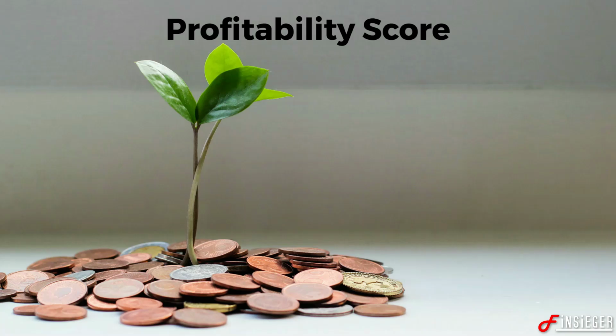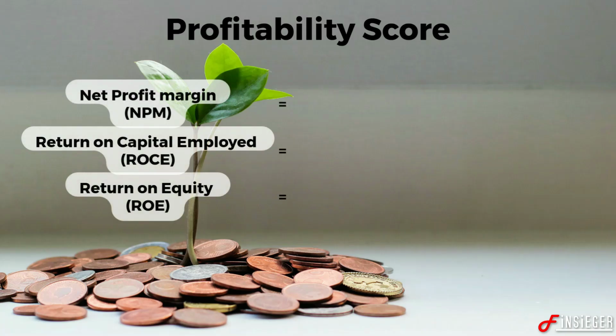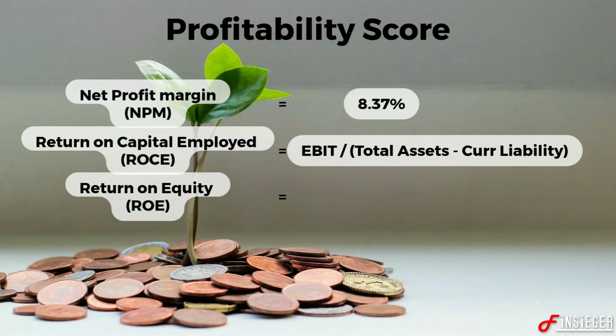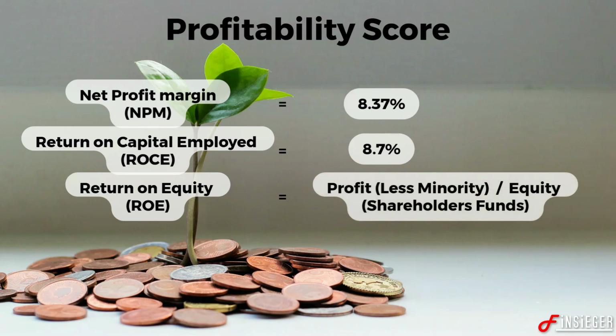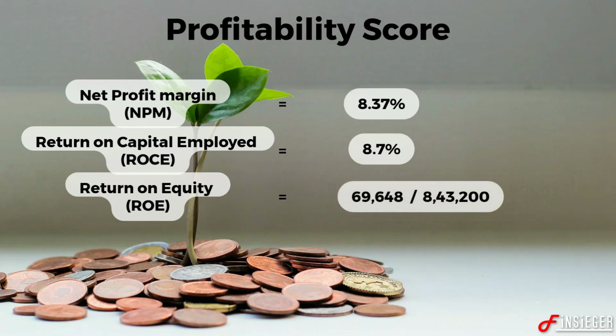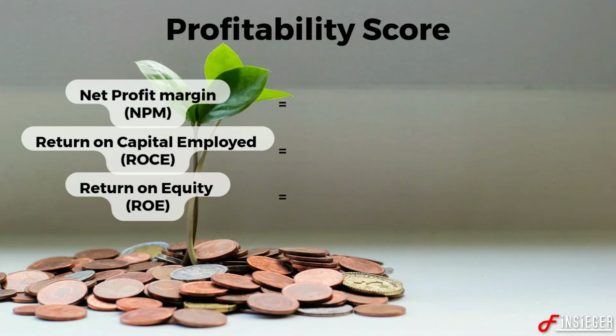For profitability score, we will be looking at NPM, ROCE and ROE to see the efficiency of the company to generate profits out of currently available capital and assets. Net profit margin is final profit divided by revenue. In case of Reliance, it is 8.37% this year. Return on capital employed is calculated by profit before interest and taxes divided by total assets minus short-term liability. Here it is 8.7%. Return on equity is profit minus minority interest divided by equity. Minority interest is taken into consideration as the portion is not too small for Reliance. So, it is 8.25% in this case.